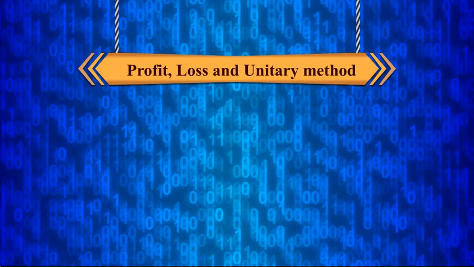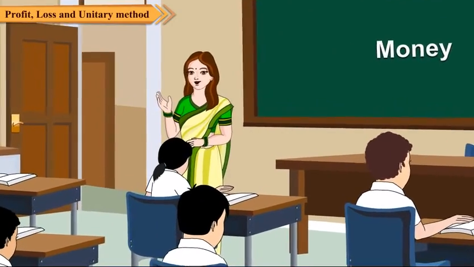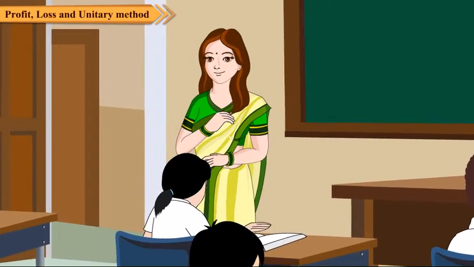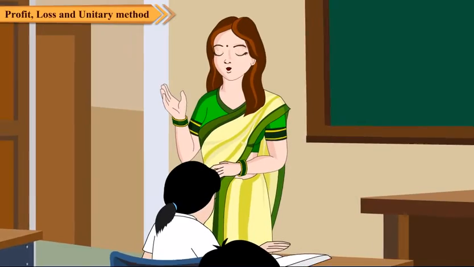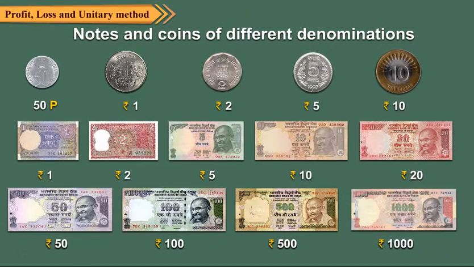Profit, loss and unitary method. In the previous classes, we have read about money. We need money to buy things. Indian money is found in the form of rupees and paise. Also, we have coins and notes. Notes and coins are found in different denominations.